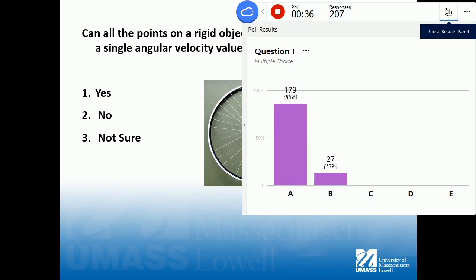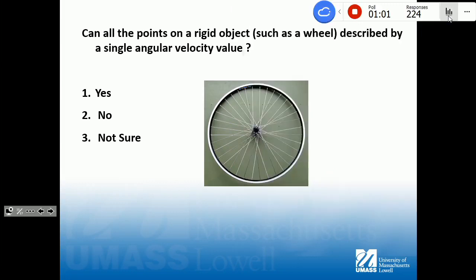But yes, every single point can be described by the same angular velocity. Different points on the rigid object describe different angles in the same amount of time. That would mean different parts are moving with different angular speed. That's not possible when the object is rigid. Correct? So, yes, we describe all parts of the rotation of that object with the same angular speed.